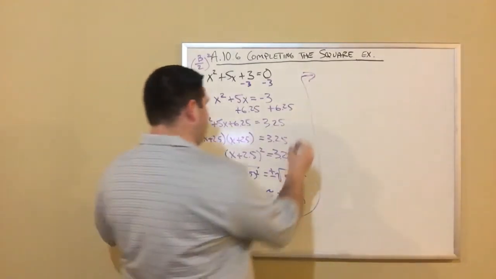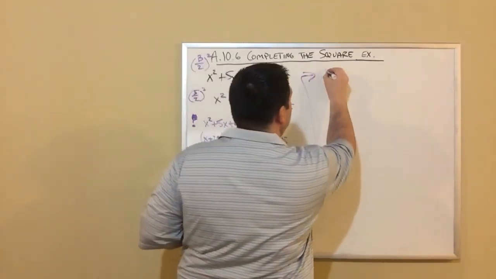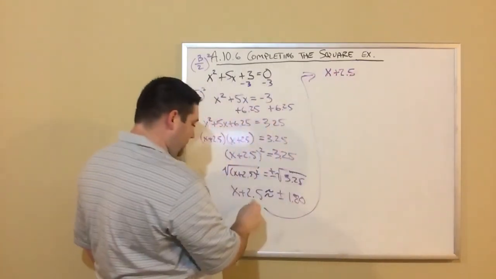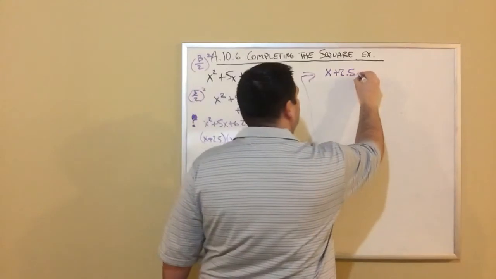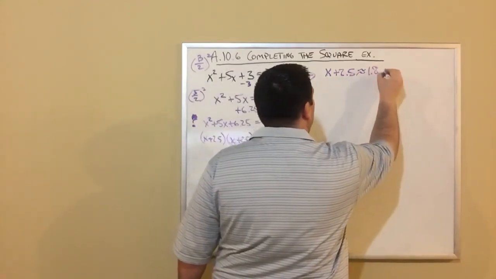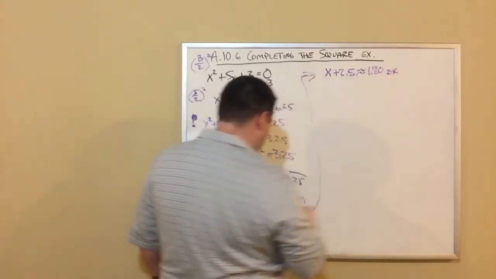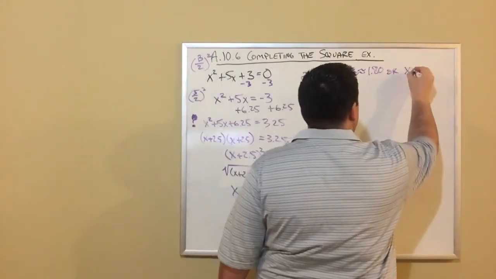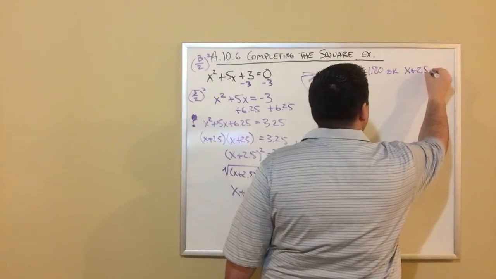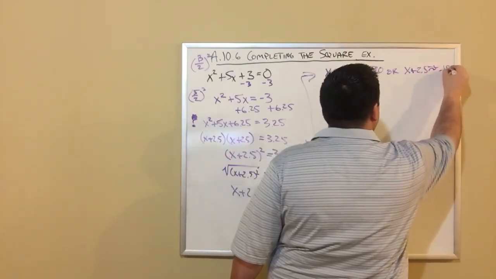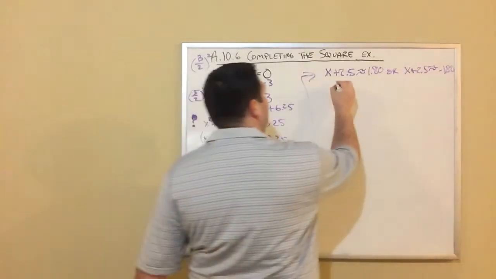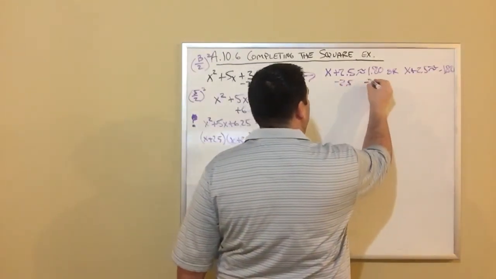My first equation would be x plus 2.5 is approximately 1.80. And my other equation would be x plus 2.5 is approximately negative 1.80. I'm running out of room. So now I can solve both of these one-step equations here by subtracting 2.5.